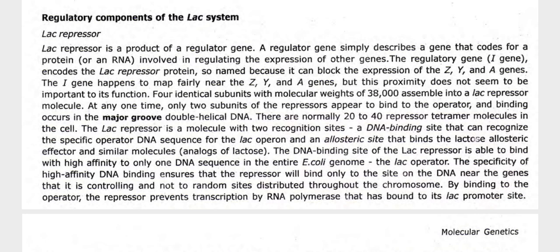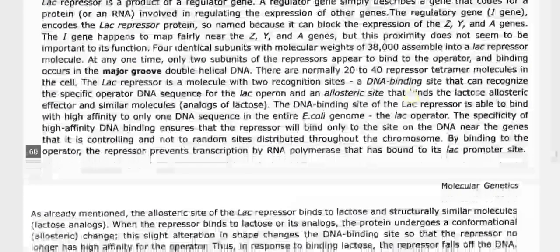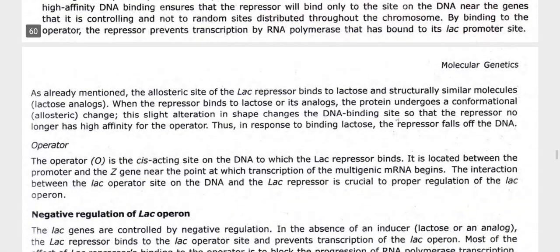Analogues of lactose. The DNA binding site of the lac repressor is able to bind with high affinity to only one DNA sequence in the entire E. coli genome, the lac operator. The specificity of high affinity DNA binding ensures that the repressor will bind only to the site on the DNA near the genes that it is controlling and not to random sites distributed throughout the chromosome. By binding to the operator, the repressor prevents transcription by RNA polymerase that has bound to its lac promoter site.